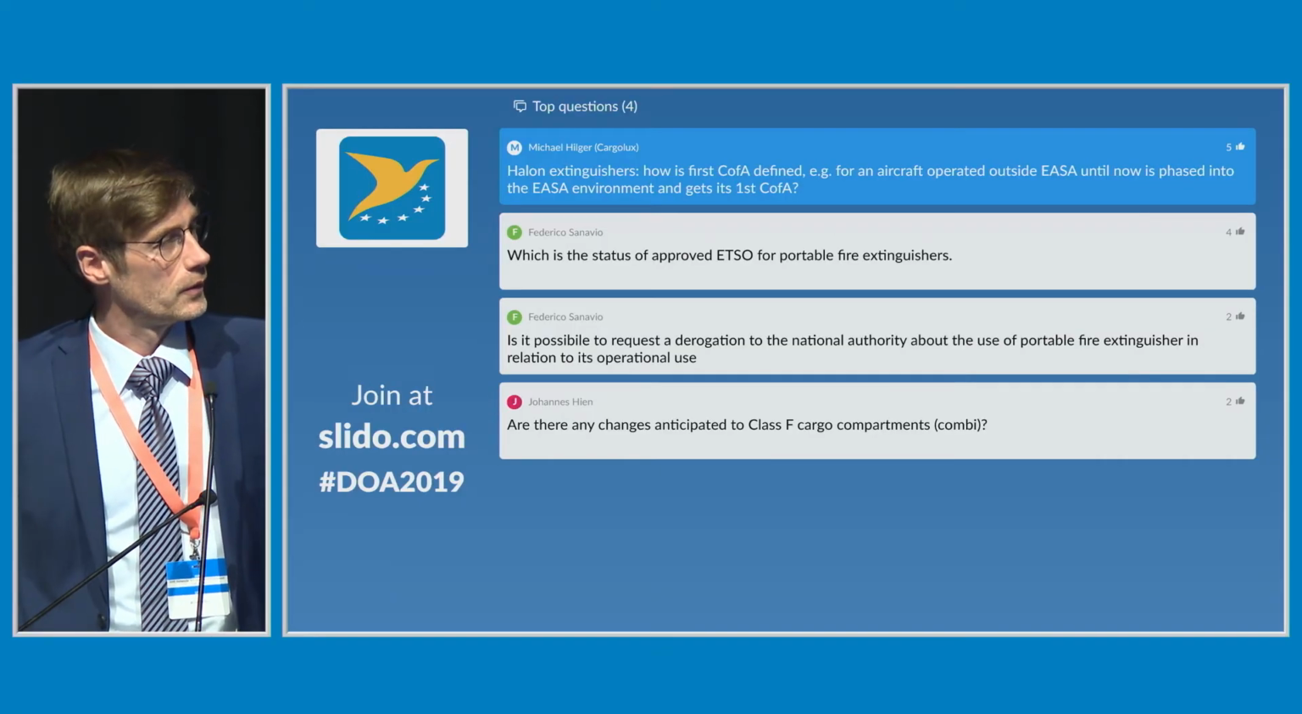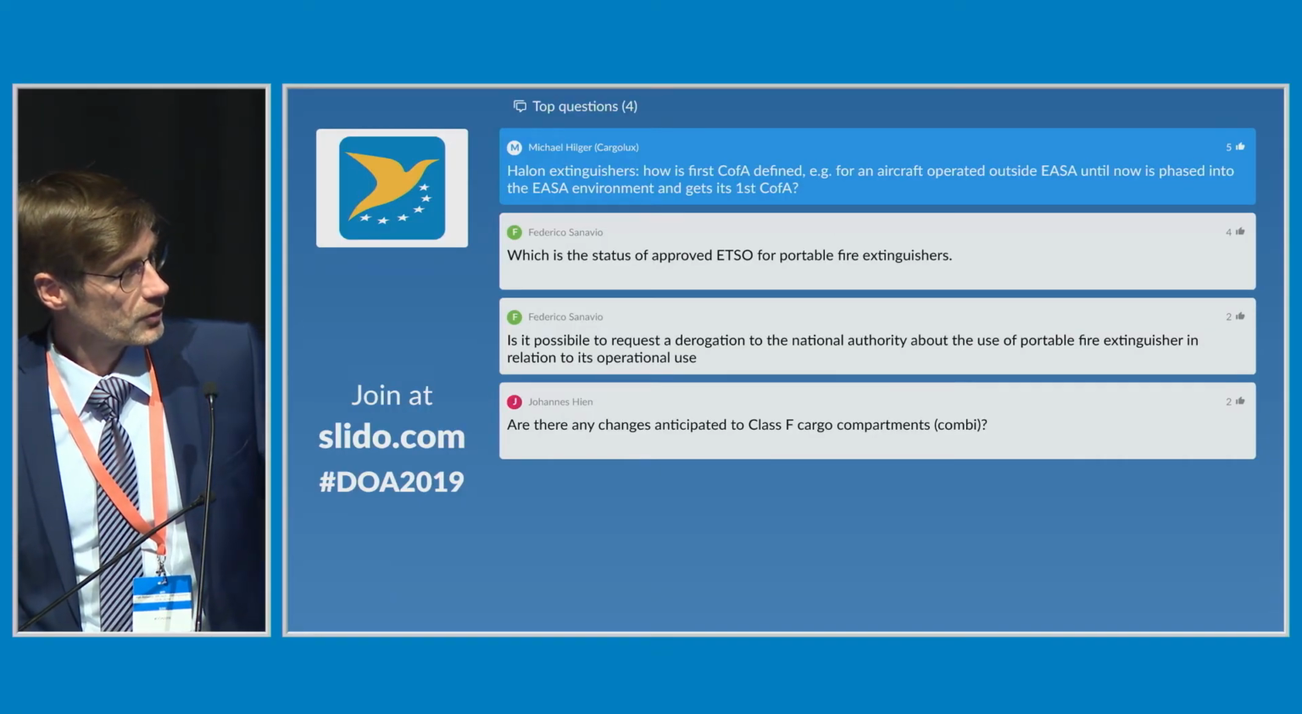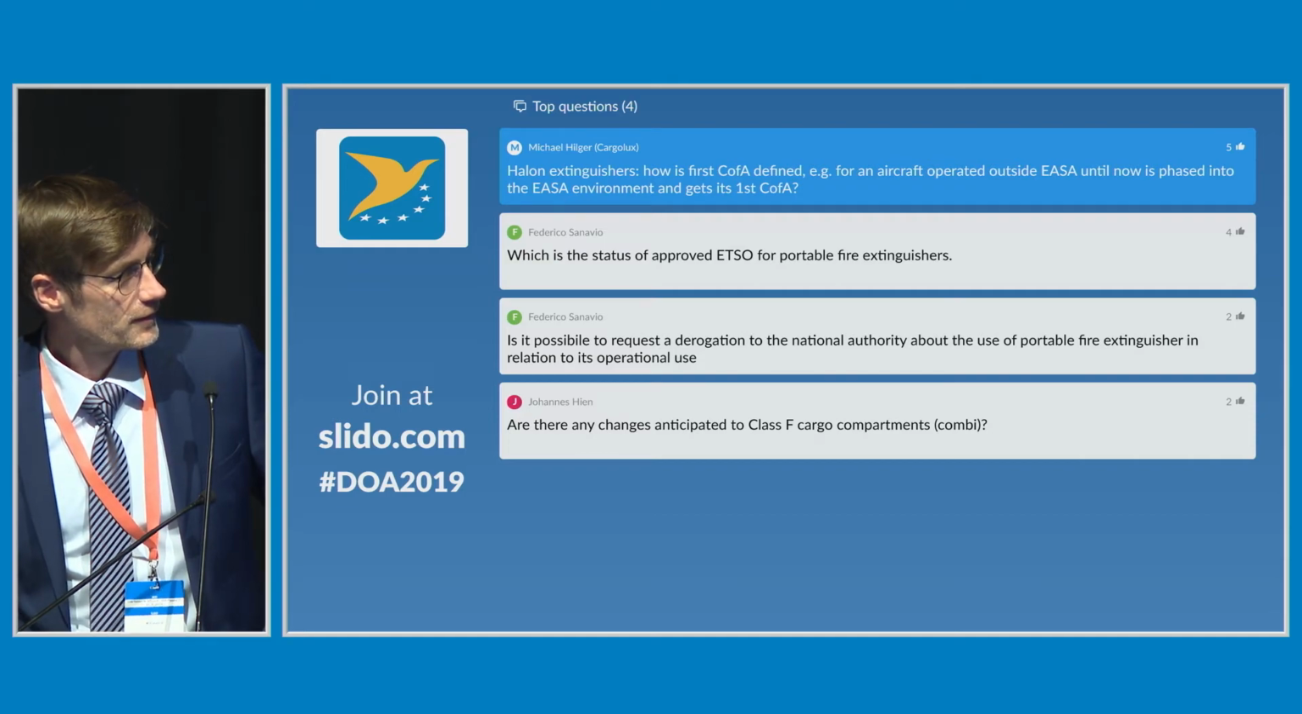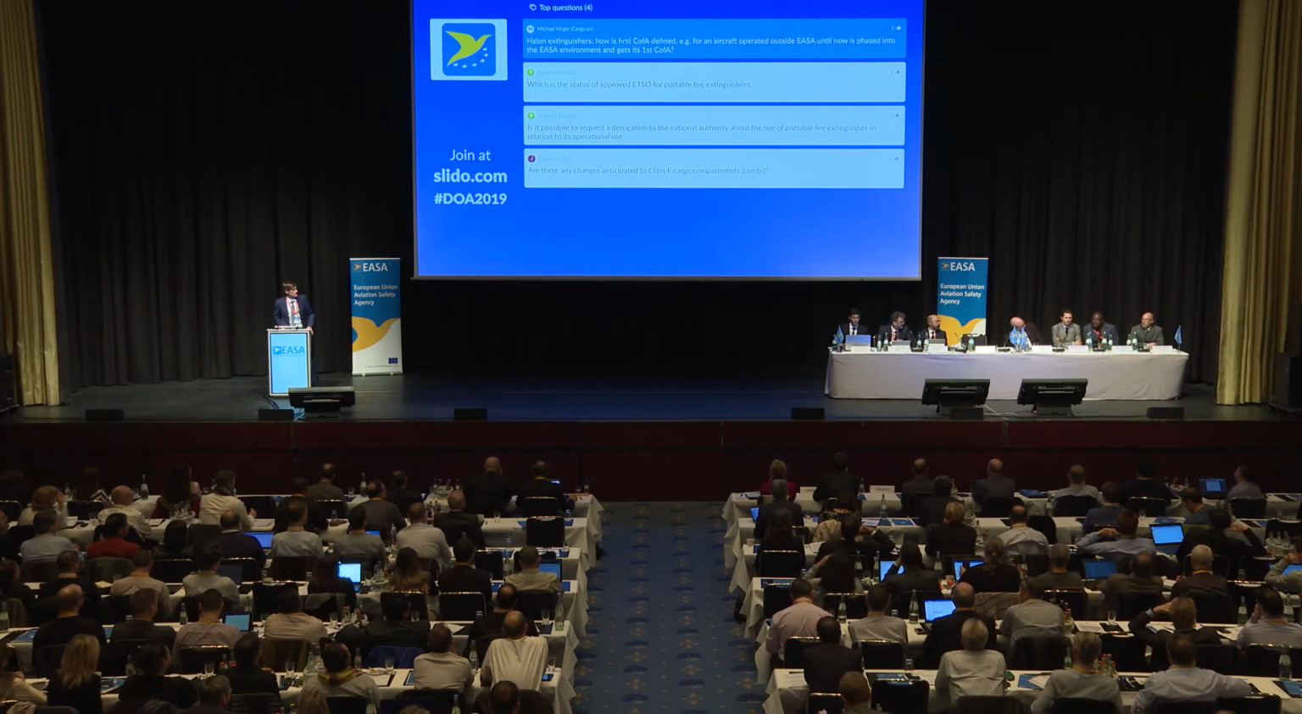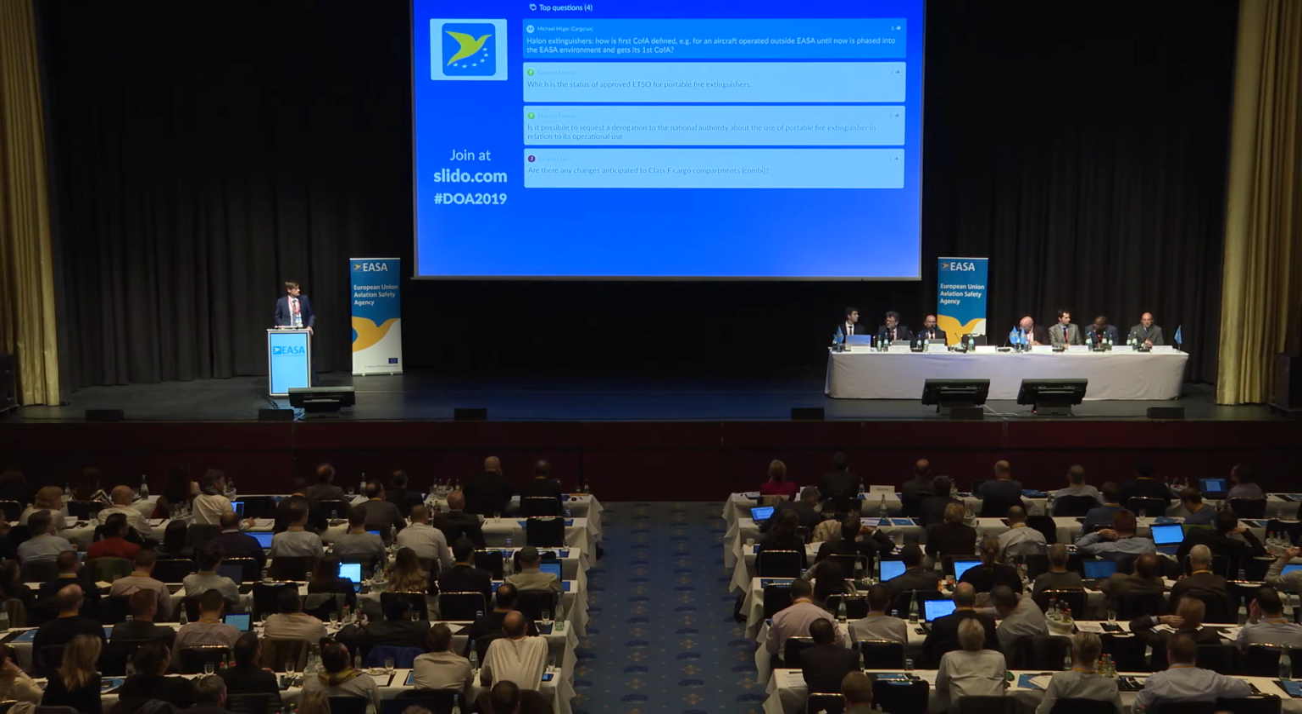So it's probably not part of the Halon guidance because it's a generic question, right? No, it's not part of the Halon guidance, but in this rulemaking task, we have a line, so to say, with ICAO Annex 6, where it's the same requirement, and they are also talking about the first individual airworthiness certificate. And in our case, also, the spirit is really the first one, no matter where the aircraft was registered. Okay, thanks.